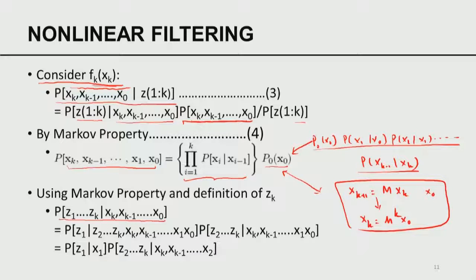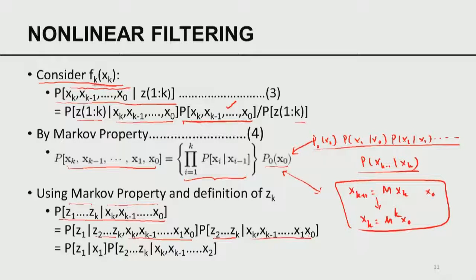Z1 colon k, what do you mean? I have all the observations from z1 to zk. I am conditioning it on the trajectory. Now look at this. I have already computed the probability of observing the trajectory. So given the probability that a particular trajectory is observed, I can now condition on that particular trajectory. I can then compute the probability of the observation conditioned on that trajectory. That's the whole idea. That's a very simple idea. Again, we are going to apply the manipulation of conditional probability again and again. So this can be written as the probability of z1 given z2 to zk and x0 to xk, times the probability of z2 to zk given the same trajectory.